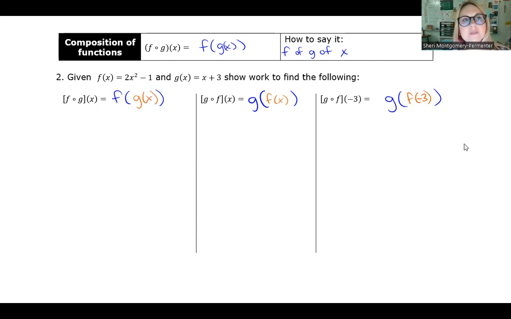So when I write these functions, I'm going to first write the outside function. So I'm going to write the f function, and there's one x in it. And when I write it, I'm going to leave myself a blank. So I'm going to say 2, leave myself a blank, squared minus 1. Inside it, I'm going to write the g function. The g function is x plus 3.